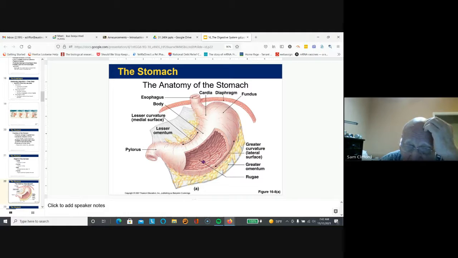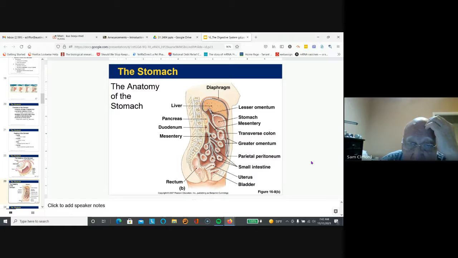The ridges inside the stomach increase surface area and also allow the food to be churned and moved around, along with peristalsis and segmentation. The stomach is below the diaphragm and the liver. You can see the mesentery, which is a thin membrane or a band of tissue that holds all the organs in place.